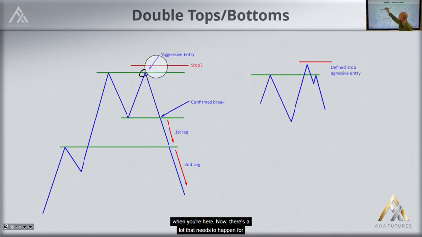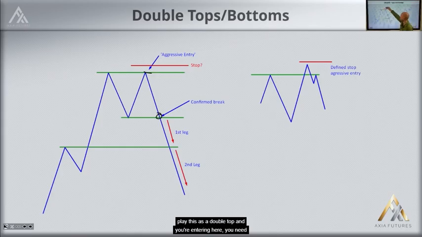Now, there's a lot that needs to happen for this to be a double top. And if you're doing this in what I call the aggressive style, you've got to think about what you are trying to achieve. Because you could play it from here and play it down to here, level to level, resistance to support, trade done. Now that's not a double top trade.